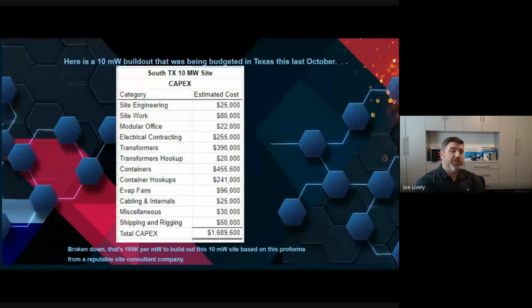This is right off of the sheet that they presented to the partners, their investment firm, when they were going through and building this out in October. All in 10 megawatts, $1.6 million, 1.689. But you look at that and it's like, how is that possible? You're buying in quantities. You're working in an area that's more friendly for permitting and other costs. You're only paying once for engineering, for contracting, for all the other stuff that goes along with that process. Economies of scale is a real thing. So on a 10 megawatt site, it was going to cost them $169,000 per megawatt to build.